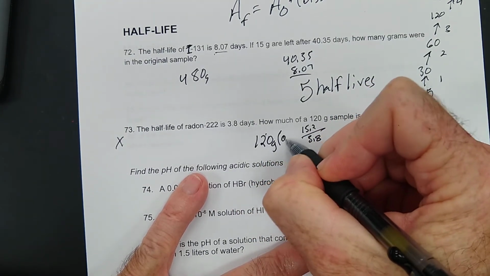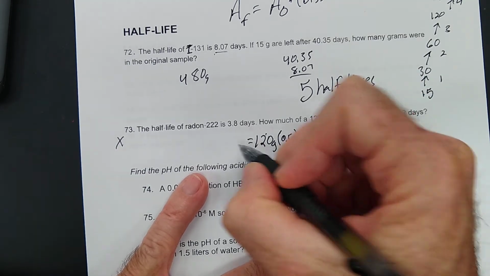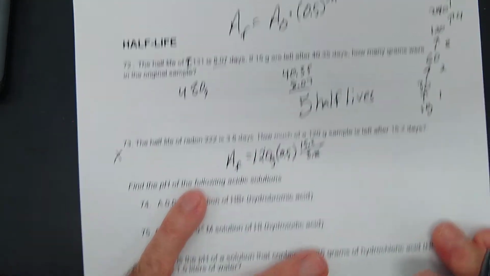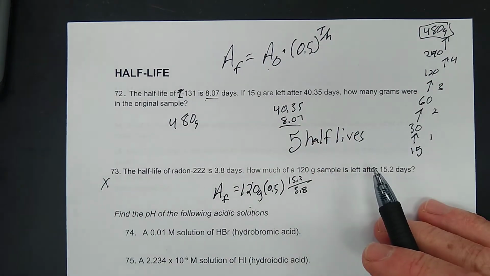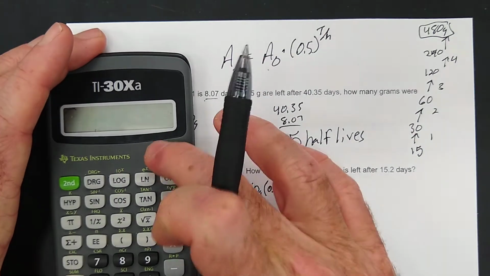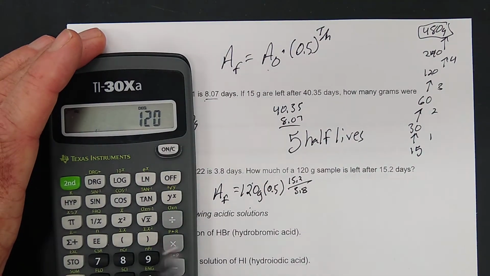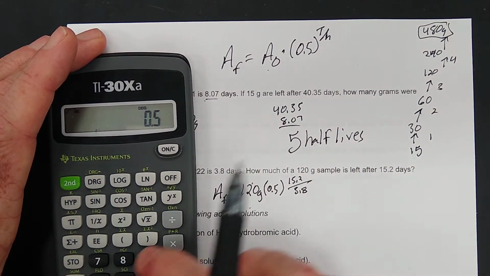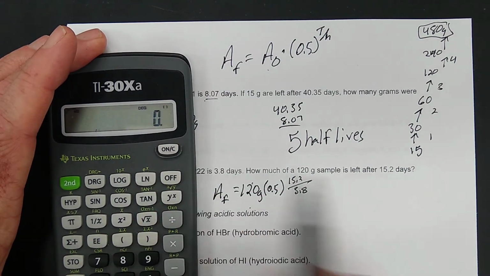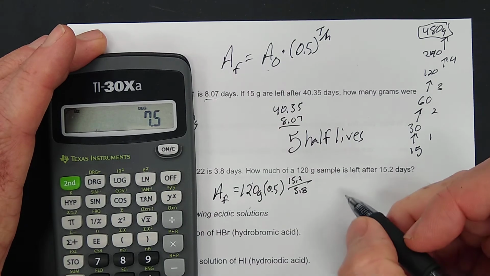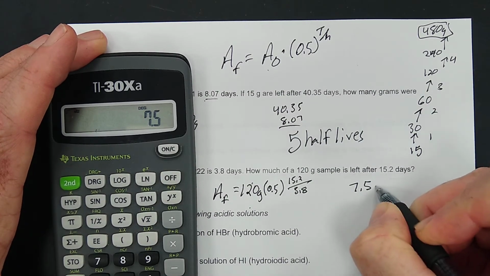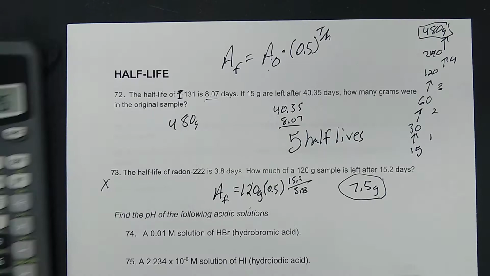So we're just using the formula for this one. This formula is the original times 0.5. So let's just do this with the calculator. 120 times 0.5, y to the x, parentheses, 15.2 divided by 3.8, close the parentheses, equals. Looks like 7.5. 7.5 grams would be left.